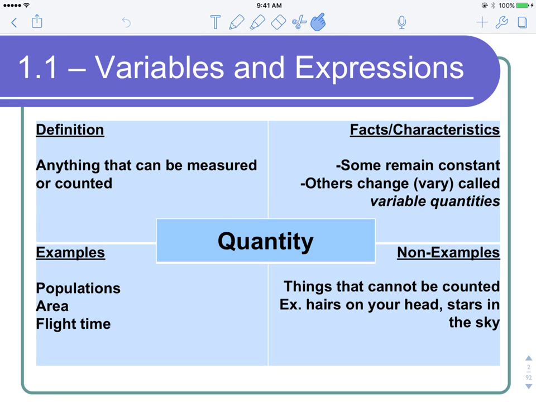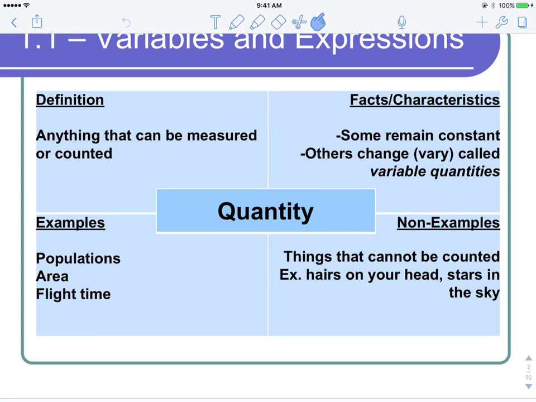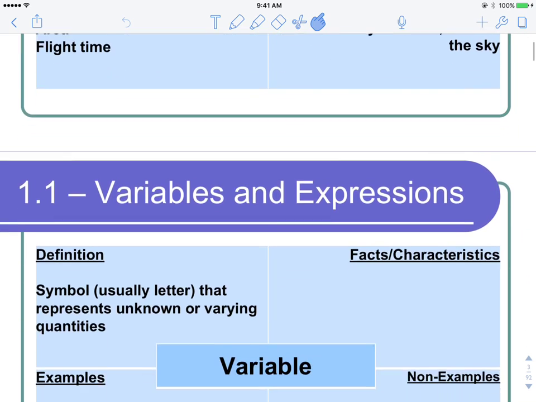A quantity is the first definition we had, and that's anything that you can measure or count. Sometimes they're constant and sometimes they vary or change, which is what a variable is. So some examples are things like populations, areas, flight time. Things that can't be counted are like stars in the sky, the amount of hairs on your head, things like that, it's too hard to quantify.